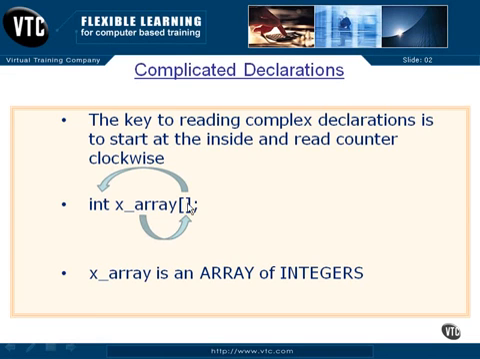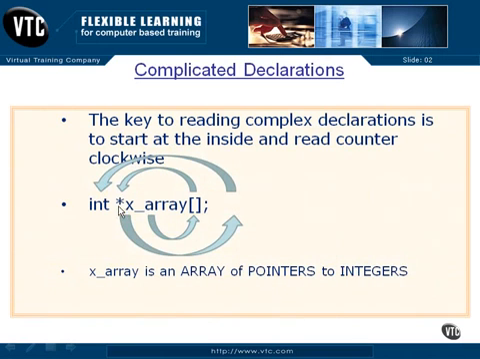Here we go. Of what? Well, next item to the left of the name is going to be the type. So this says that xarray is an array of integers. See how it works out? Let's look at one a little bit more complicated.